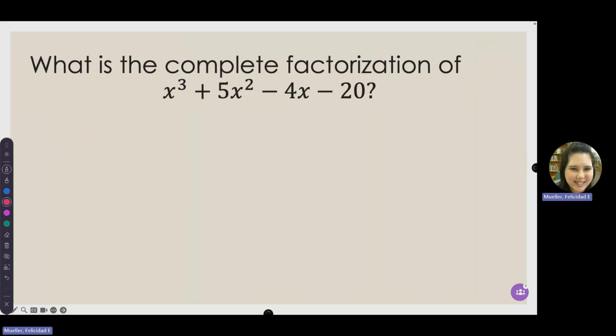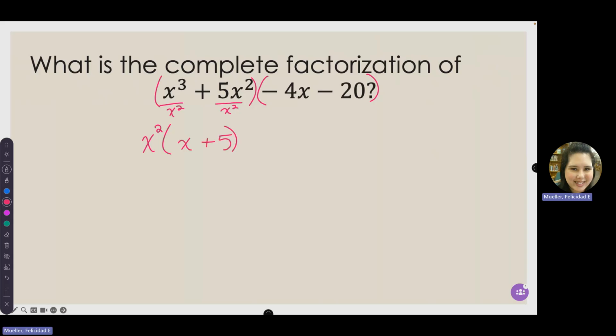Moving on to your guys' favorite topic of factoring. What is the complete factorization of x cubed plus 5x squared minus 4x minus 20? Always do first two, last two. The first two's GCF is x squared, so we're going to factor out an x squared. So divide both of these terms by x squared, and you get x plus 5.